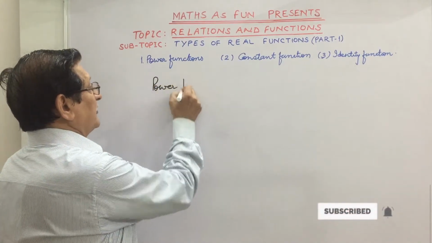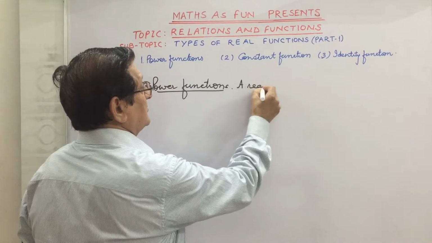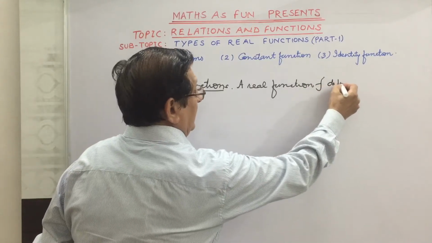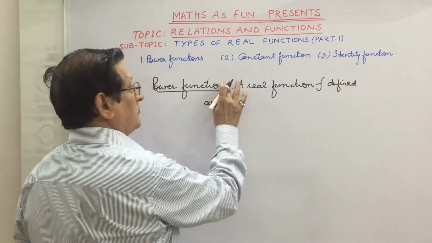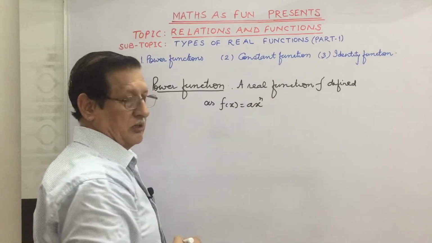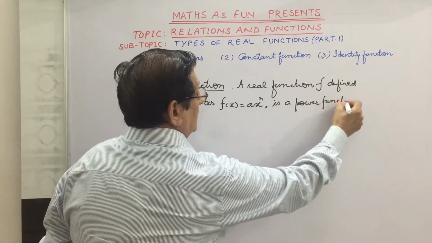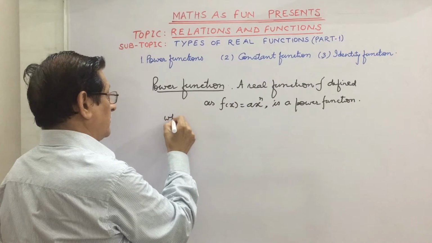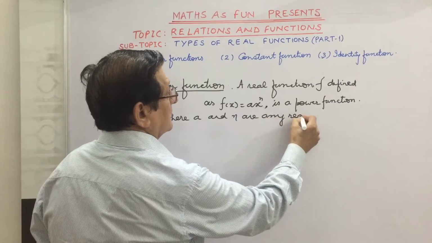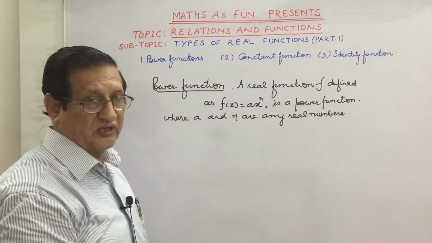When we define a power function, it is defined as a real function f defined as f(x) = a x^n. This is a power function, where a and n are any real numbers. You know, a is known as the coefficient of x^n.